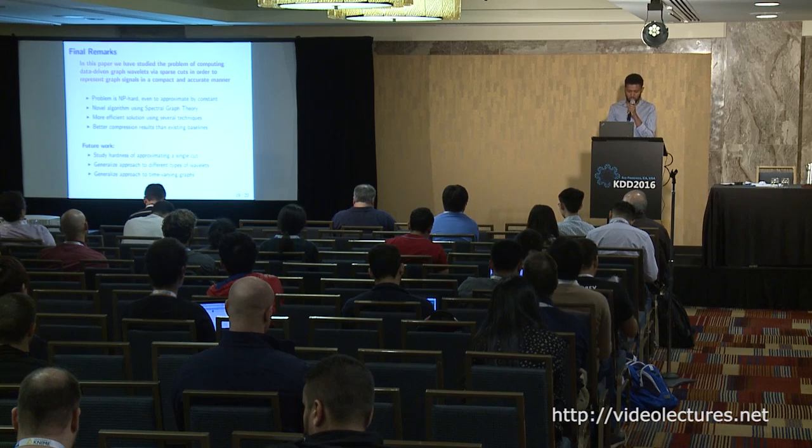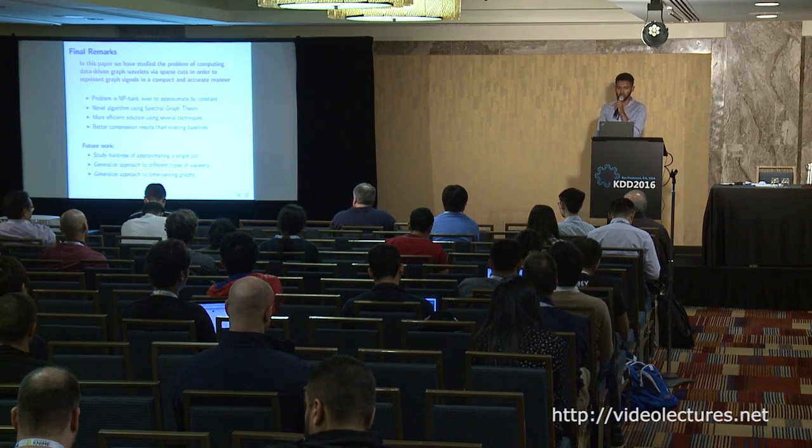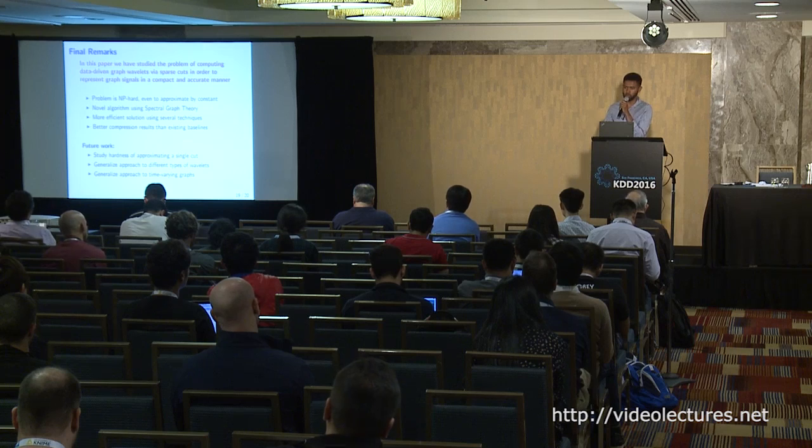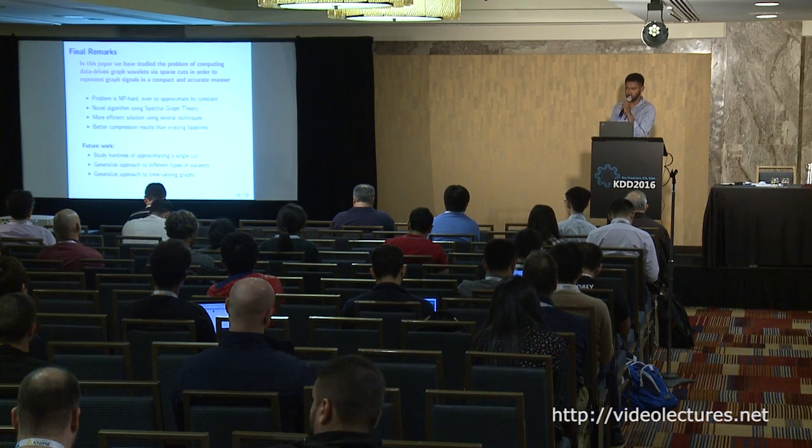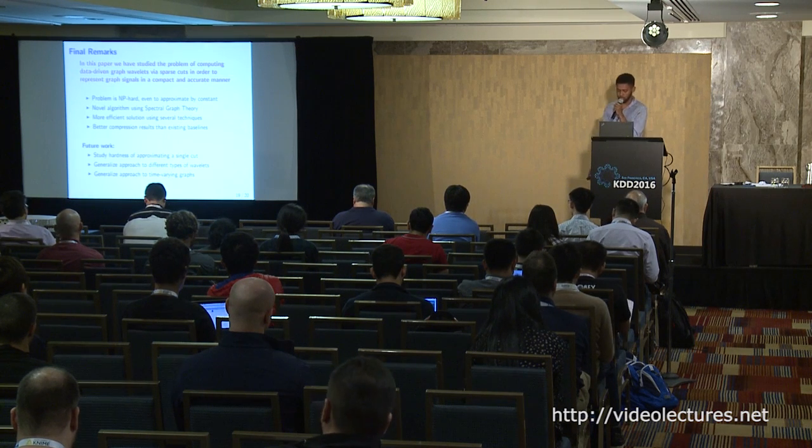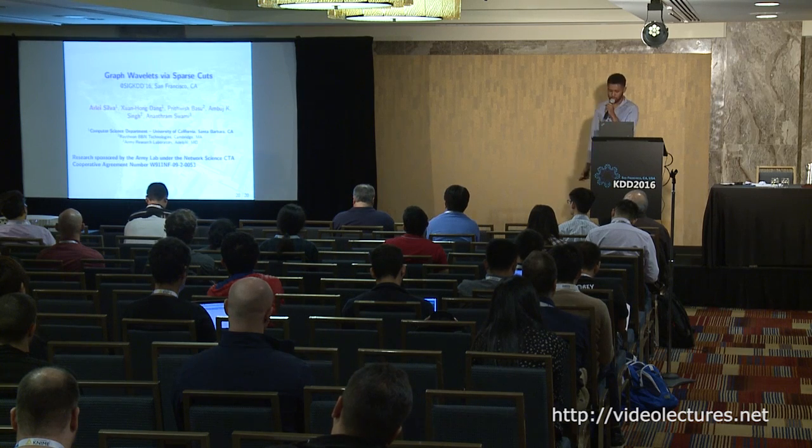And we also want to generalize these ideas for a dynamic graph. When your signal is changing over time, maybe your structure is also changing. How can you represent those data sets as well? Okay, so thanks a lot.